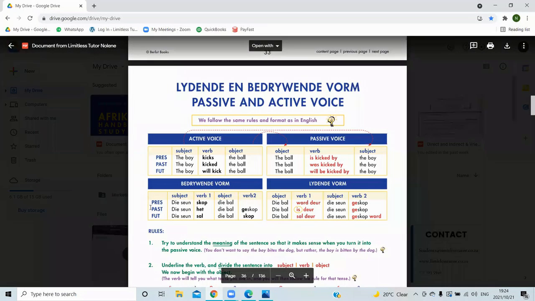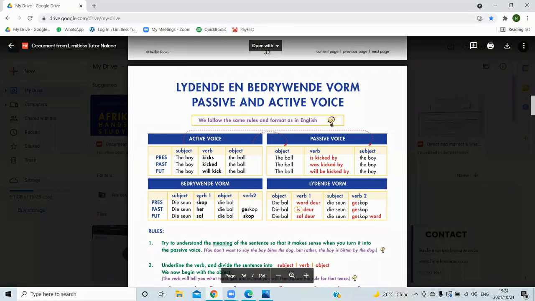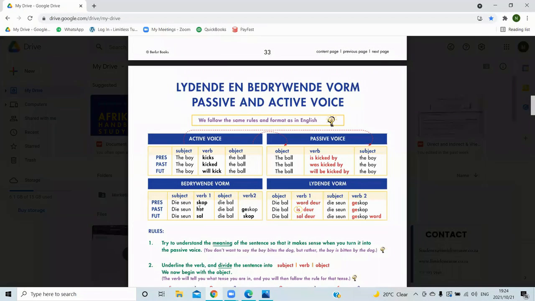That's the way I do it. Okay, die seun, so this is present tense. Die seun skop die bal. That would become die bal word deur die seun geskop. So as we said, that's the present tense because the verb is the second thing in the sentence.